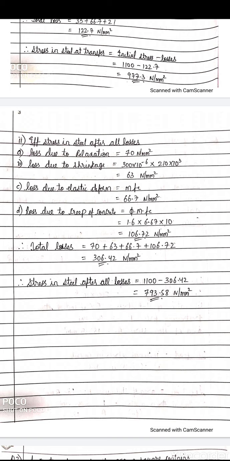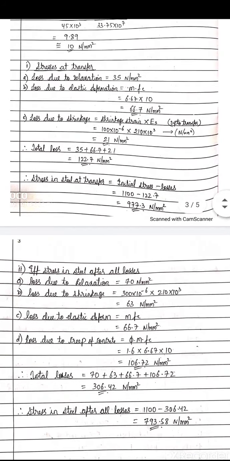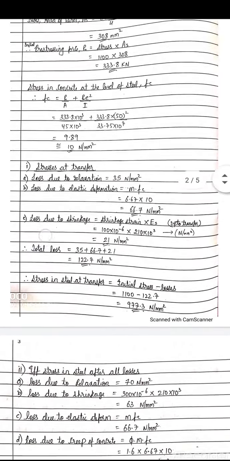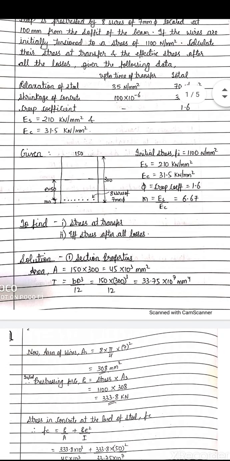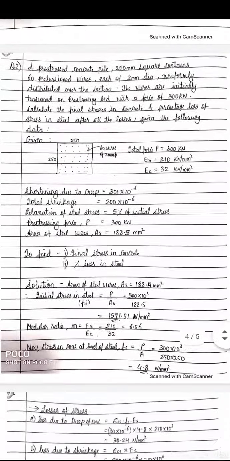So now effective stress in steel after all the losses is initial stress minus losses, which comes out to be 793.58 Newton per mm square. I hope you understood this problem. I have done it very systematically in a stepwise manner so that you understand it, and we have solved the first problem. So now let us go for the second problem.